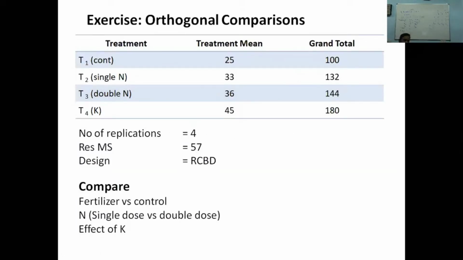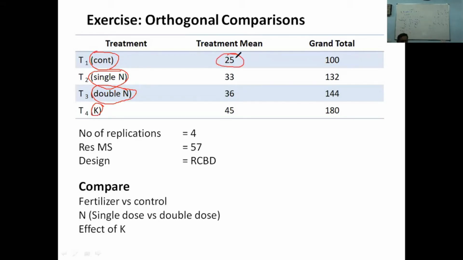Right. We have the exercise. This is the exercise actually. How many treatments are there? T1, T2, T3, T4. 4 treatments are there. What is the specialty of these treatments? Look at these treatments carefully. T1 is control. T2 is a single dose of nitrogen. T3 is a double dose of nitrogen. T4 is applying potassium fertilizer. So 4 different treatments.